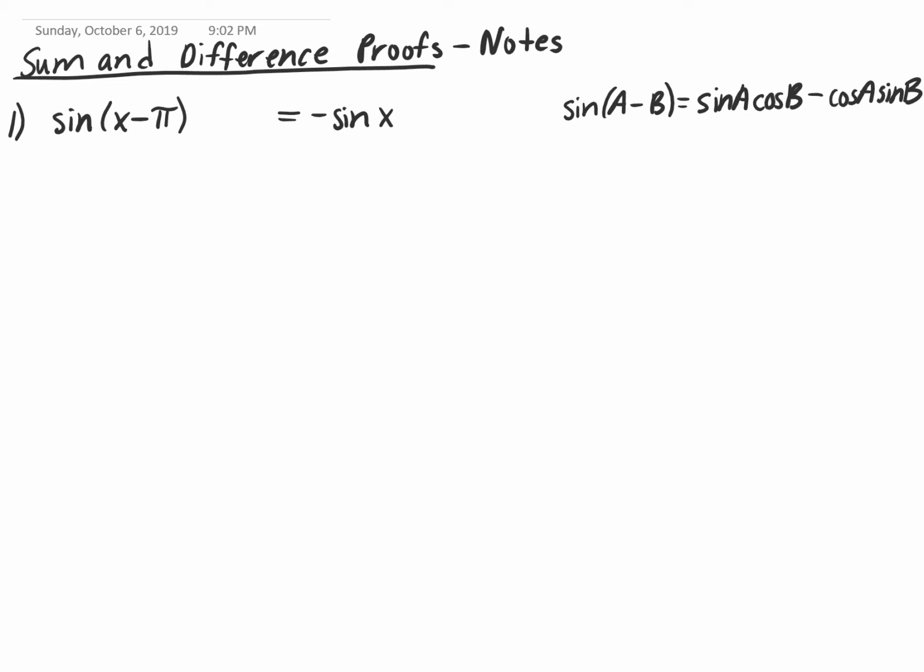If you see that you have one of these identities, your next step will be to expand out using that identity. So our A here is x. We'll do sine x cosine pi minus cosine x sine pi. Let me just fix that a little bit.